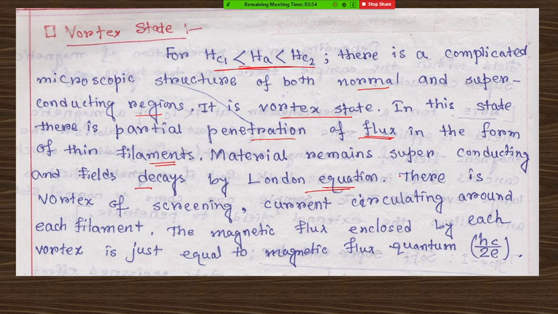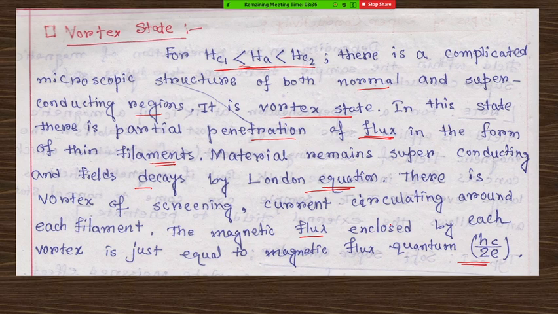So, what is the London equation? BCS theory we will discuss. The magnetic flux enclosed by each vortex is just equal to the magnetic flux quantum h by 2e. This is just information you can take as a note for the vortex state.